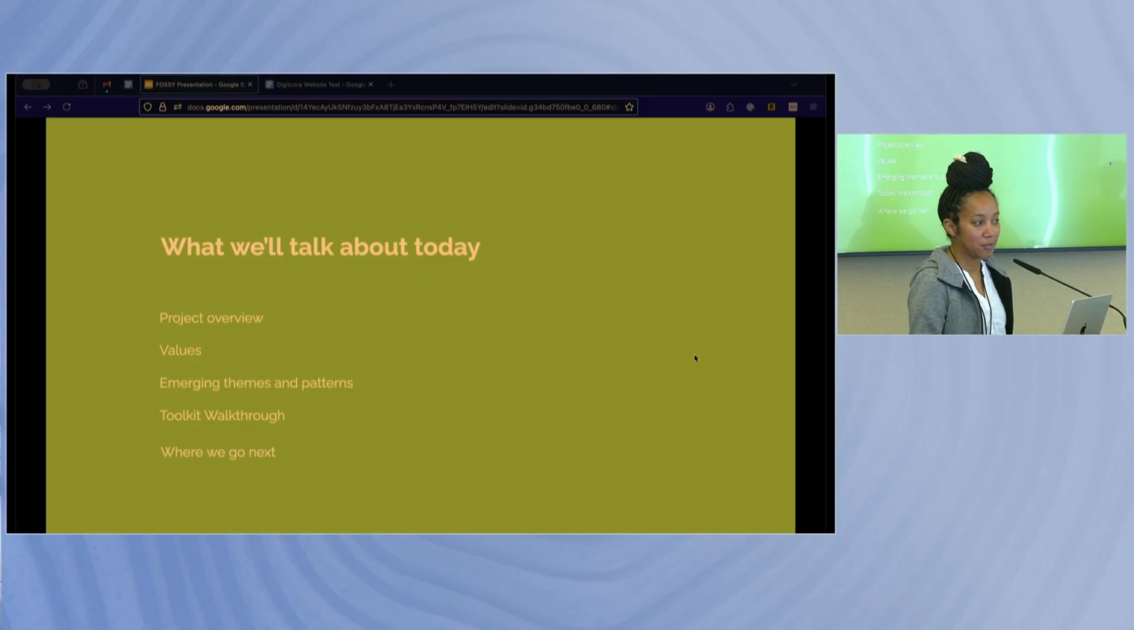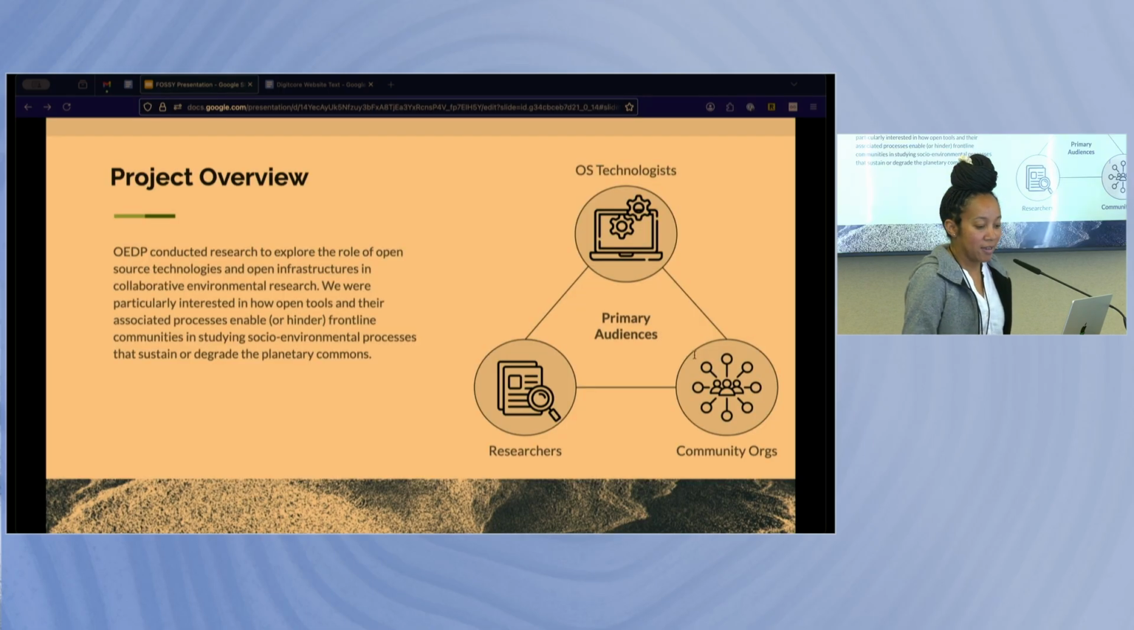But very quickly, the agenda. First, I'll share a little bit about the project so that you get a general idea of what we were working on. Then we'll talk through some of our findings, the emerging themes and patterns. And then I'll present a little bit of a spoiler of the toolkit and where we plan to go in the future.